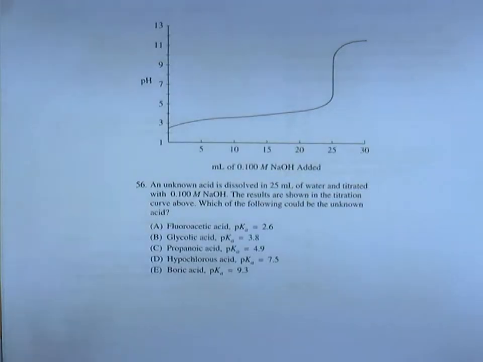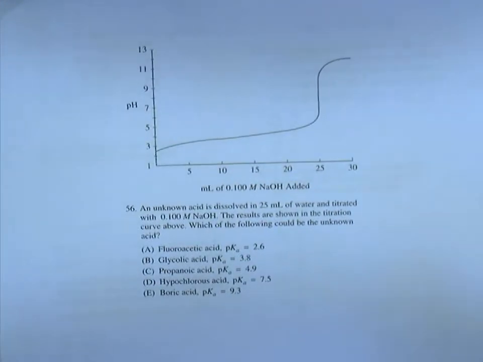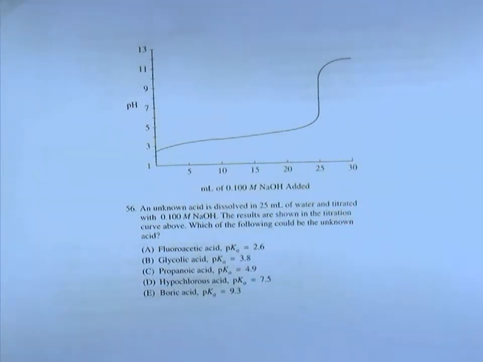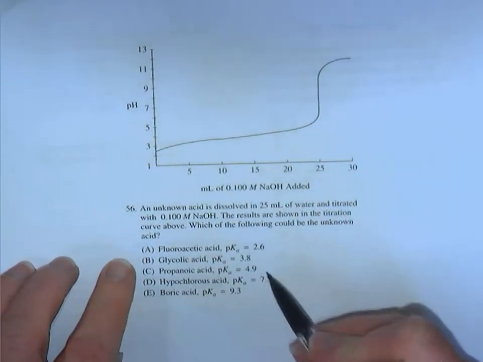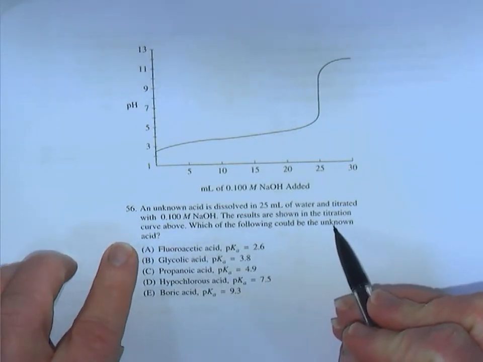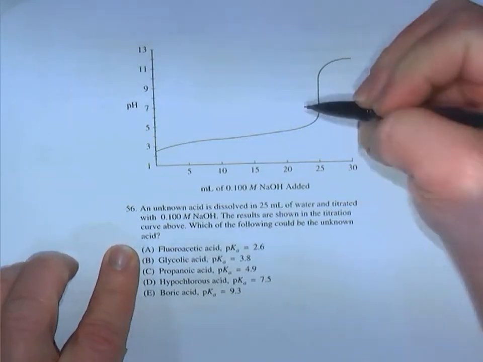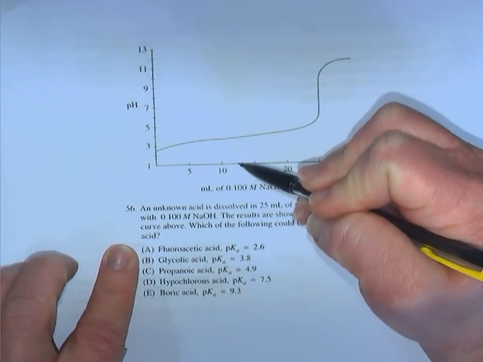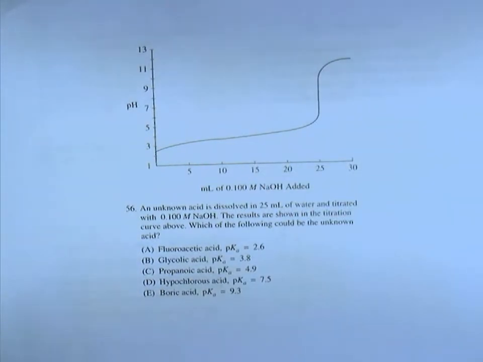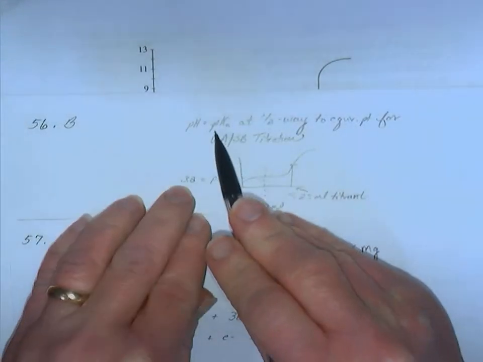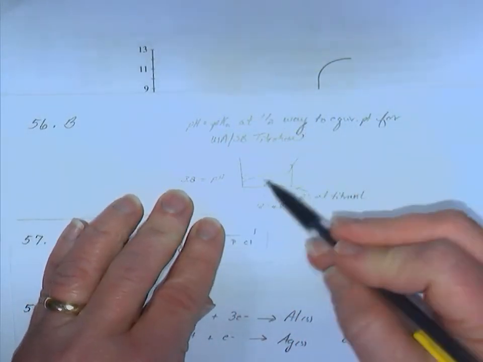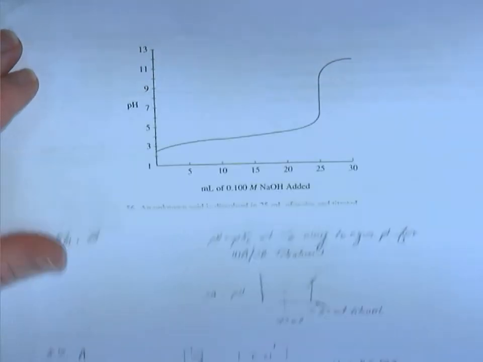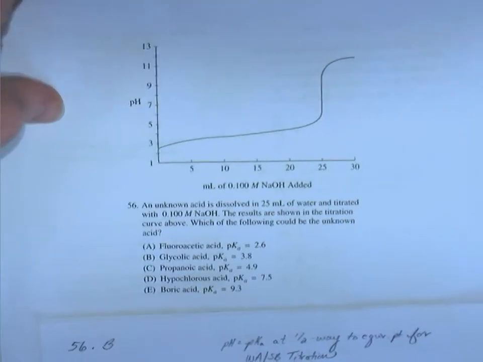So digging in with number 56, I pray that we automatically recognize this is a weak acid strong base titration. They are asking for us to identify the acid. Well, we know the equivalence point is at about 25 mL. So at 12.5, the pH is the pKa at the halfway point to the equivalence. So I estimated about 3.8, and that is the correct answer, B.